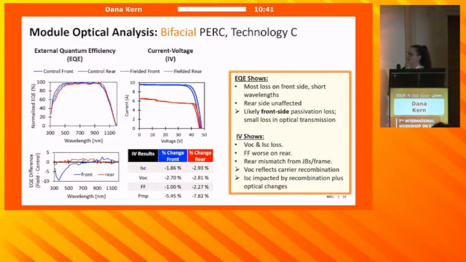In this case, we see a signature that we assign to a front side surface passivation loss. We have greater loss when measuring from the front side in the short wavelength region and a relative gain out here in the long wavelength region. We confirm that when we do the current voltage curve. In the IV curves, we see a VOC loss that we attribute to greater carrier recombination from surface passivation loss. We have some ISC losses here from optical effects too.